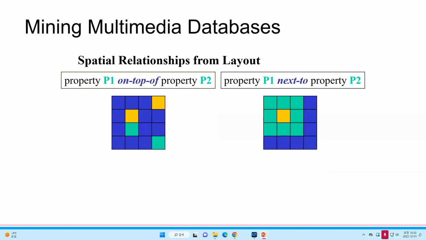So when we do data mining on the multimedia database, we can also look at spatial relationships. What is a spatial relationship? For example, property P1 on top of property P2. If it is on top of, it means we want to see what is the top side of this image.